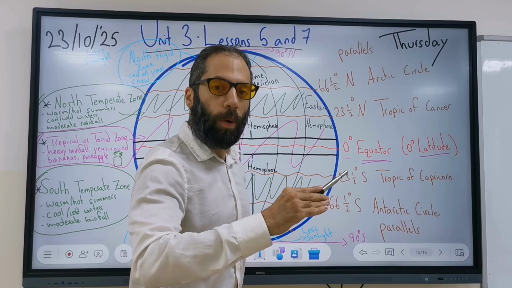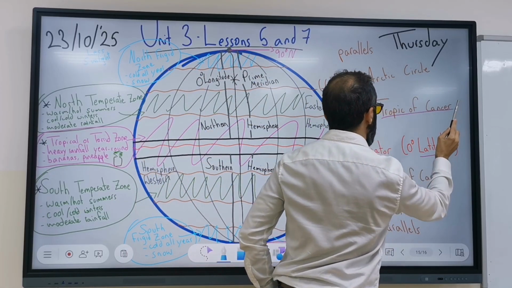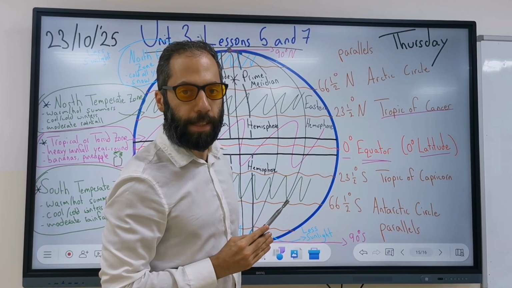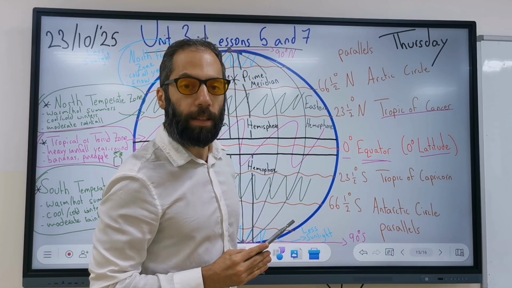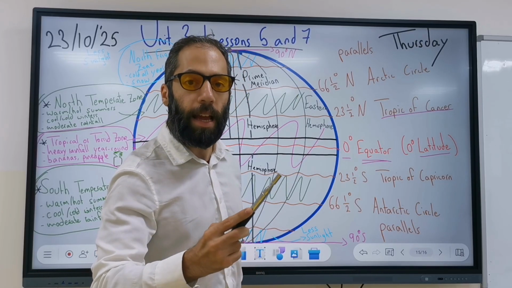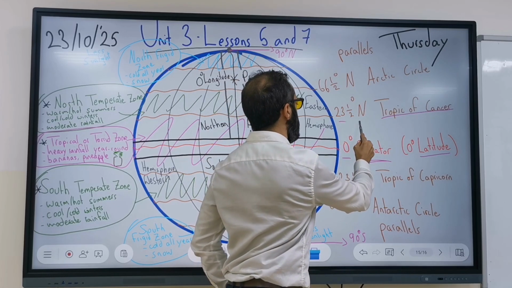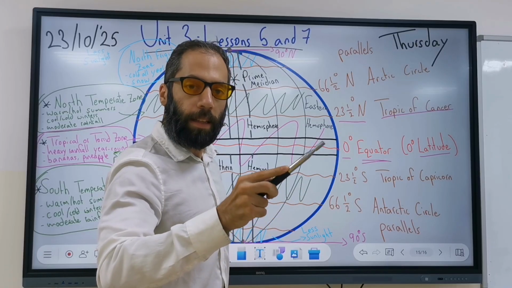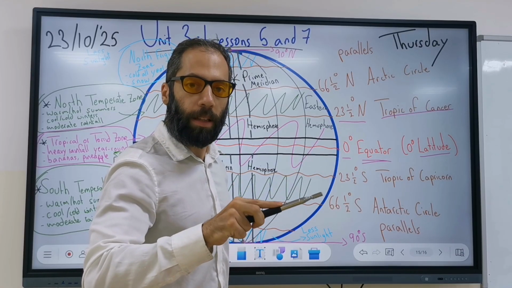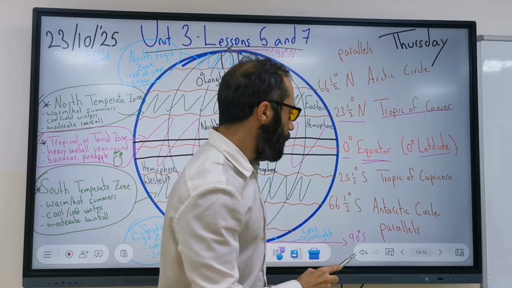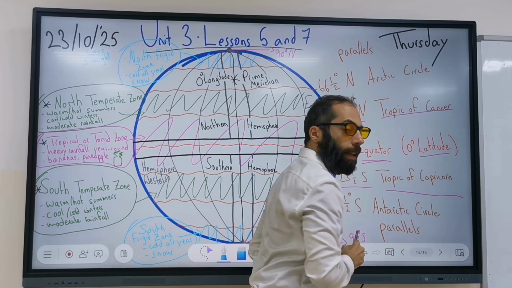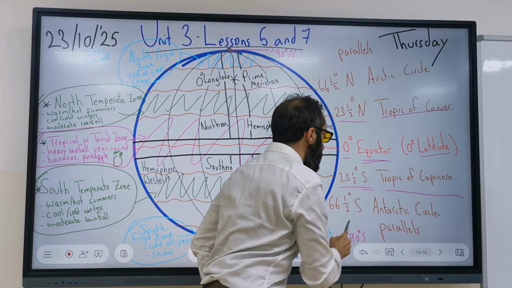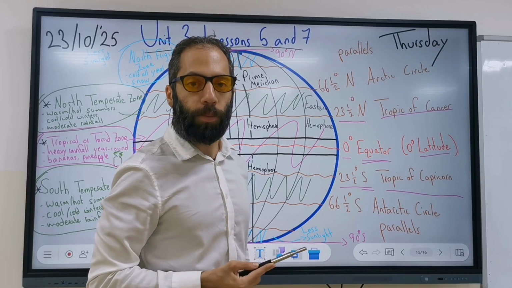Now, directly above the equator, you will see a special latitude line called the Tropic of Cancer, and this line is located at 23 degrees and a half north. Now, directly under the equator, there is another special latitude line called the Tropic of Capricorn, and you can find it at 23 degrees and a half south. S stands for south and N stands for north.